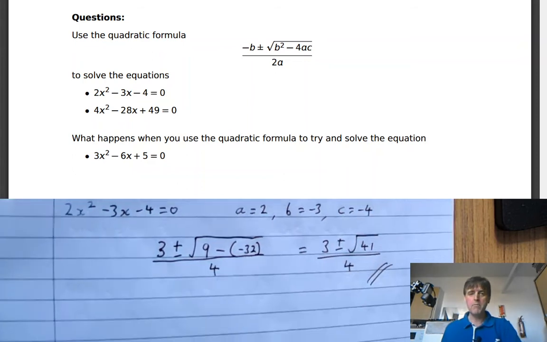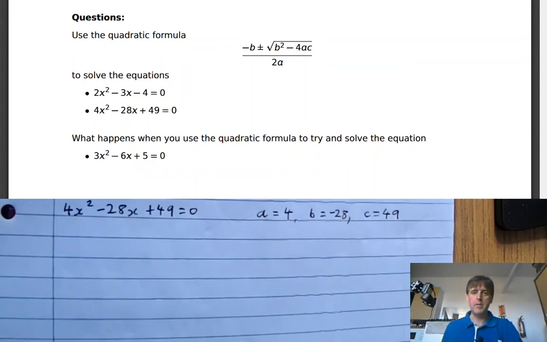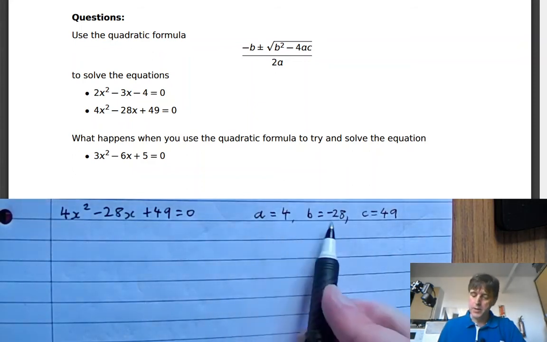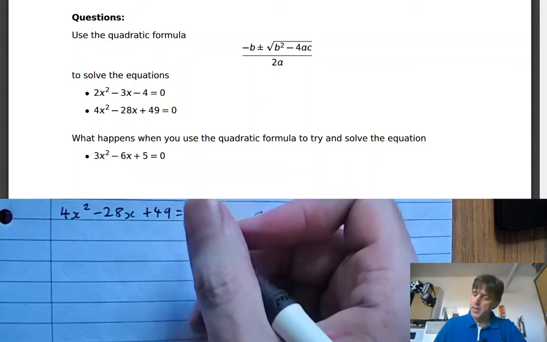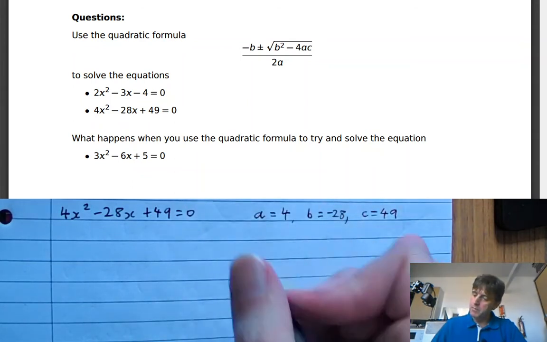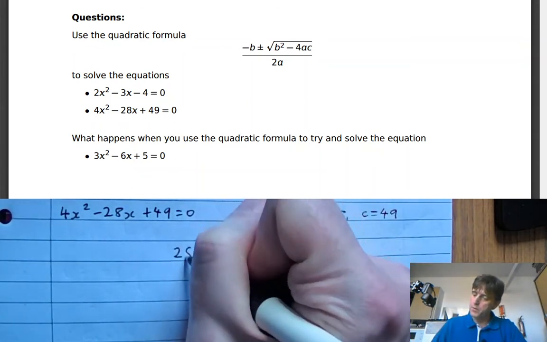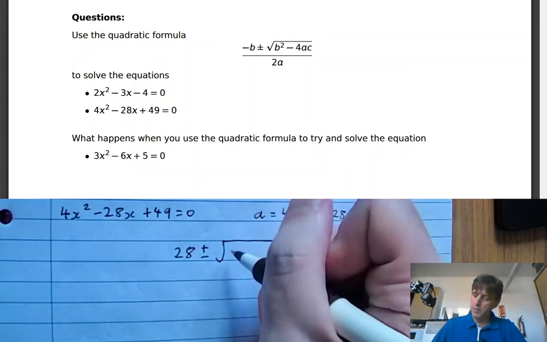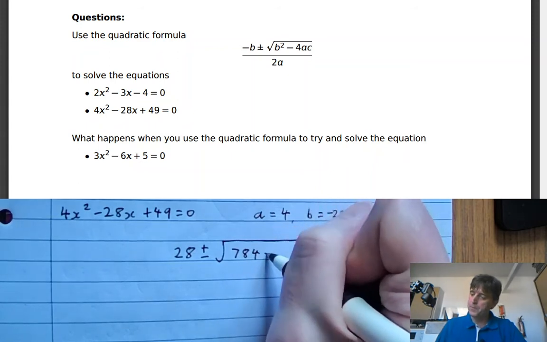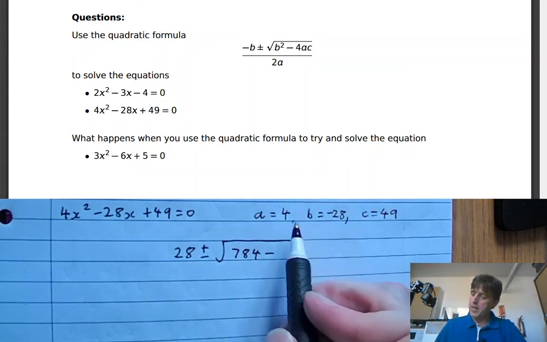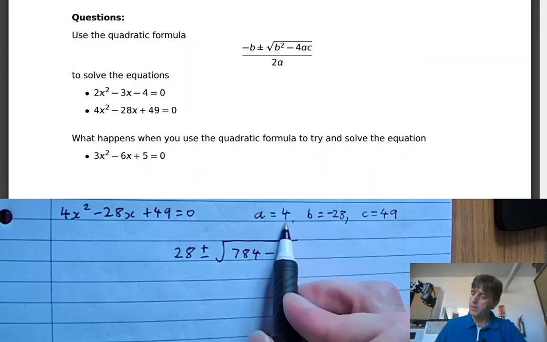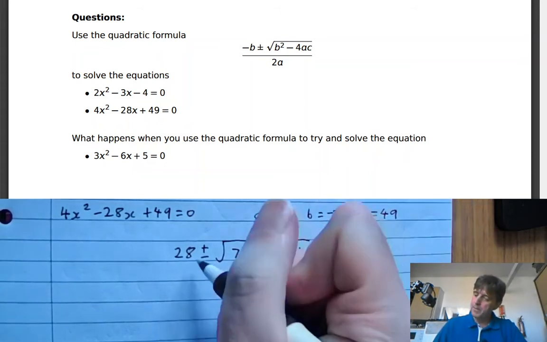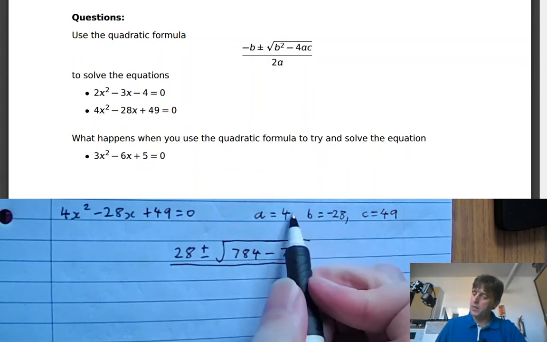Okay, the second one. Same idea here. I've already worked out the a, the b, and the c. When you use the formula here, you should end up with minus b, first of all, which is minus -28, which is, of course, +28, plus or minus the square root of b squared, or -28 squared is +784, minus 4 times a times c. 4 times 4 times 49 happens to be 784. Divide that by 2 lots of a. 2 times 4 is 8.